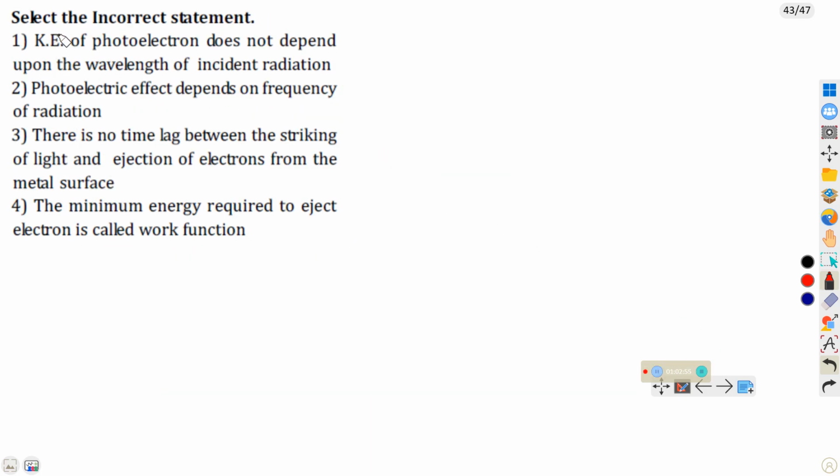Select the incorrect statement. Kinetic energy of photoelectron does not depend upon wavelength of incident radiation. This is the only incorrect one. It depends upon the wavelength, not on the intensity of incident radiation. Check the photoelectric effect concept, photoelectric effect statement.